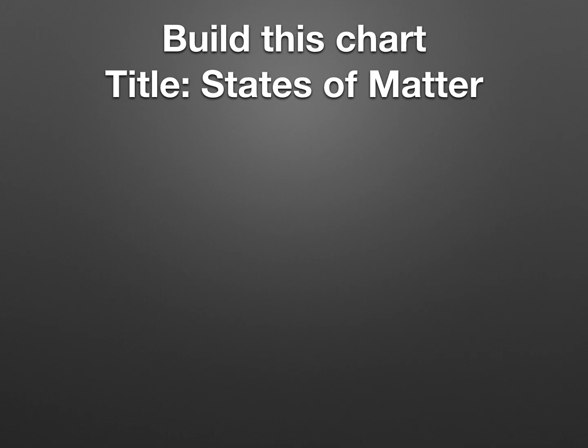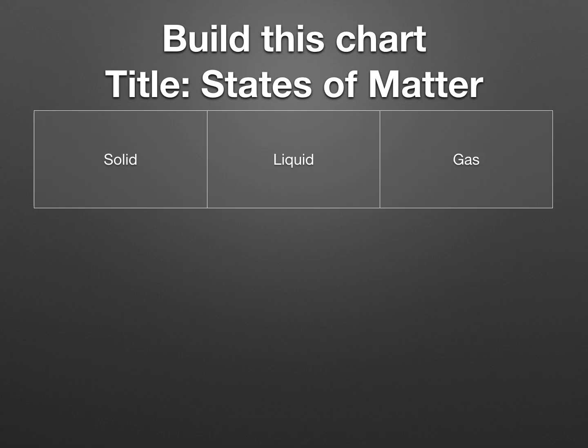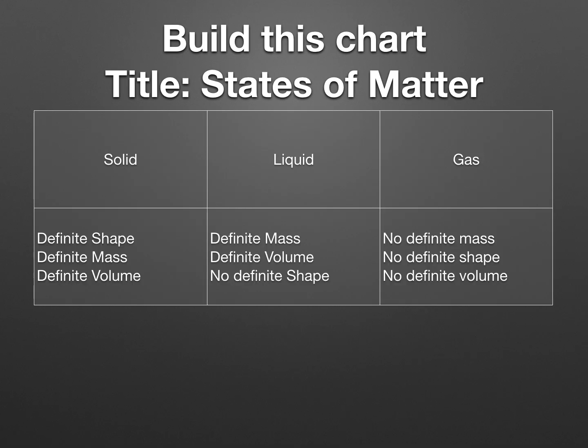You're going to build a 3-column chart: solid, liquid, gas. In this chart, you're going to talk about what makes a solid unique, what makes a liquid unique, and what makes a gas unique. What makes a solid unique is it has a definite shape, mass, and volume. Remember my golf ball example. A liquid has a definite mass, a definite volume, but no definite shape because it takes the shape of the container. And gases have no definite mass, no definite shape, and no definite volume. If you look at solids and gases, they are complete opposites of each other. And the liquid's the tricky one because it's got two of one and one of the other.